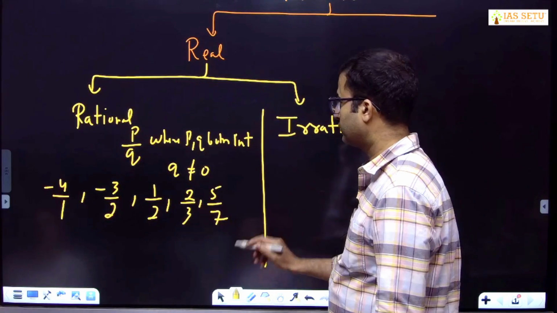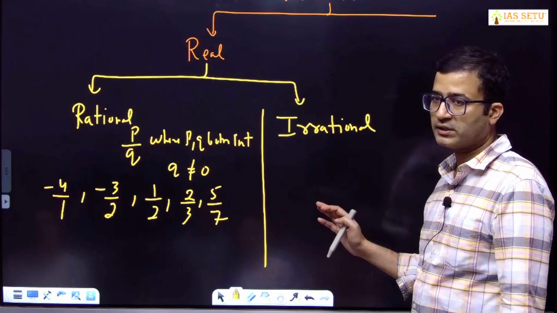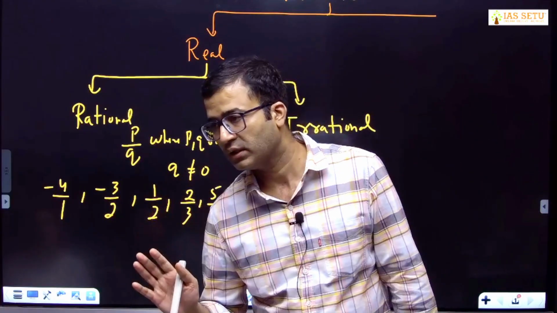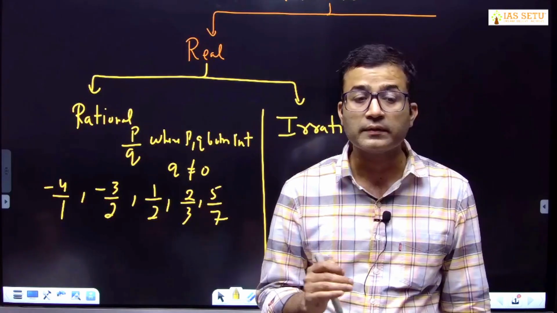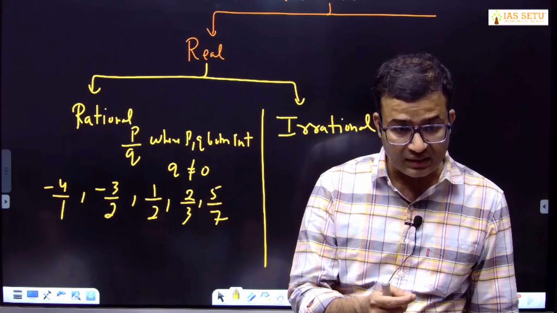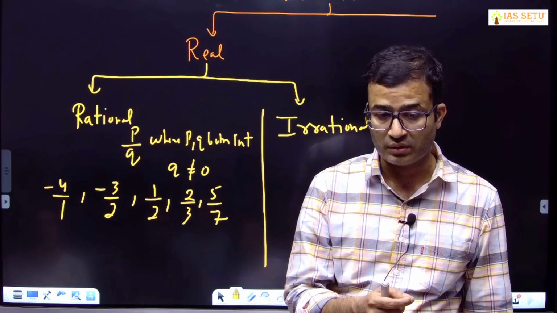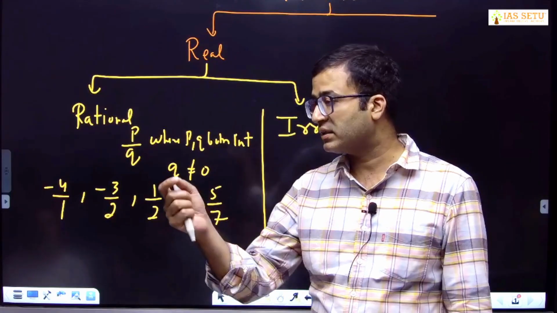Now, let me check how many of you have an idea about irrational numbers. Whatever information you have about irrational numbers, tell me. Any one of you know the definition of irrational number? It must be in p by q form. q is not equal to 0, and either or both of p and q will be non-integer. Non-integer. Okay. Any other thing you know?